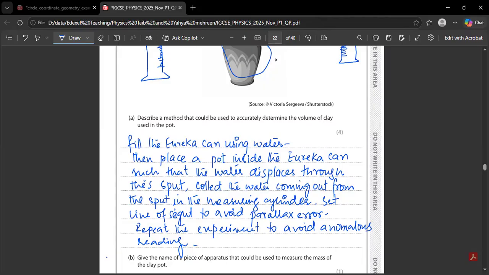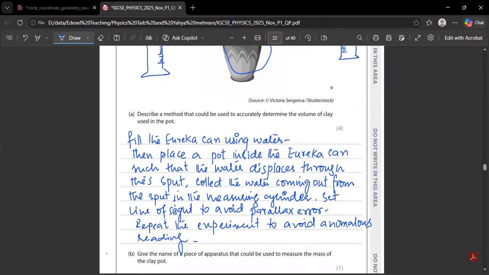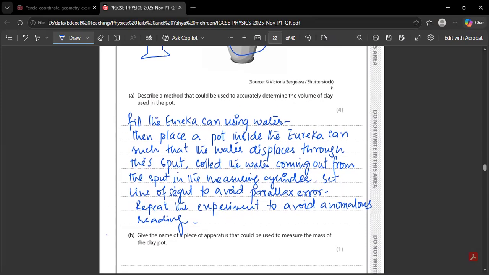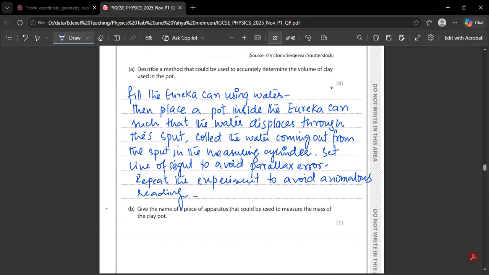Okay. Is there any confusion in this answer? Marine, could you please tell me if the points are clear to you? Thank you very much for rectifying me that they are asking about the volume of the clay. Yes, it's clear. So this method is known as the displacement method. Okay. Is this clear?